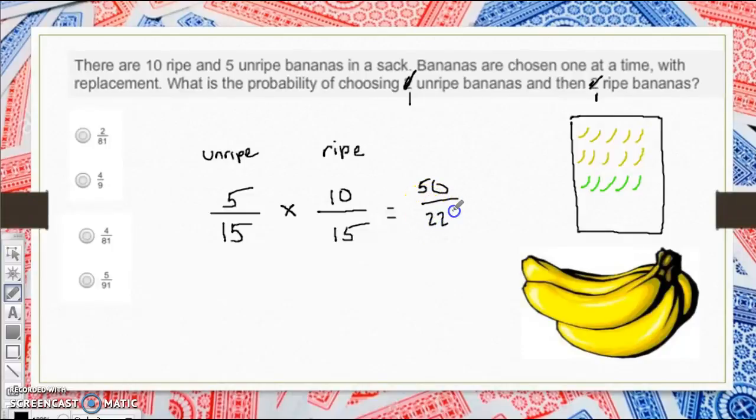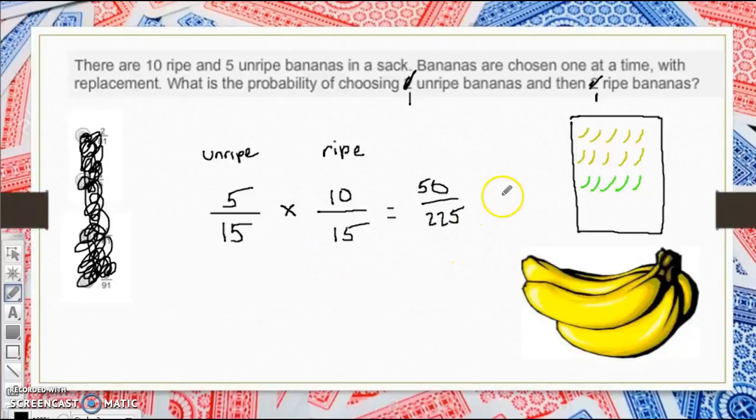Now, my only problem is, that is not one of my answer choices over here. So what am I going to have to do? Yeah, you're right. I'm going to simplify that fraction. 50. And when I simplify that guy, oh, we're not going to get a correct answer choice, are we? Because we changed the problem a little bit. So I'll just doodle over here for a minute.